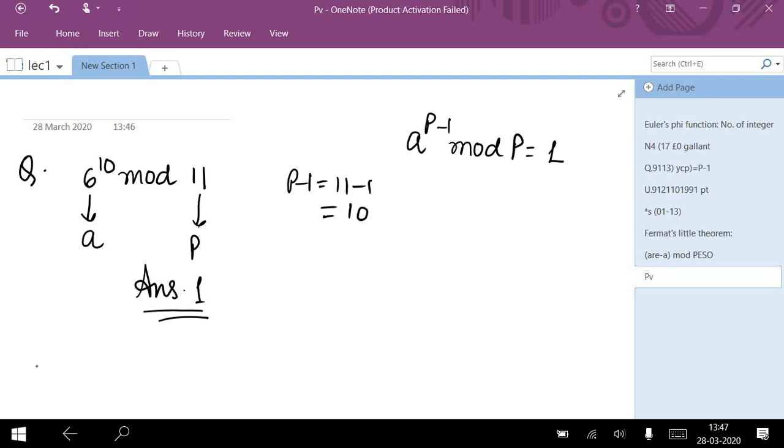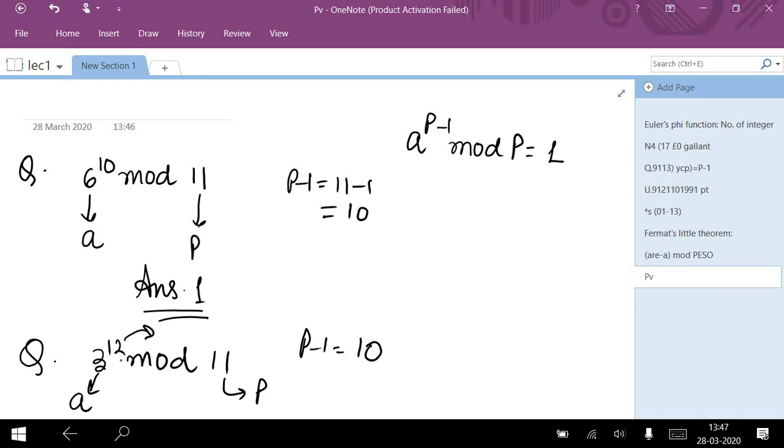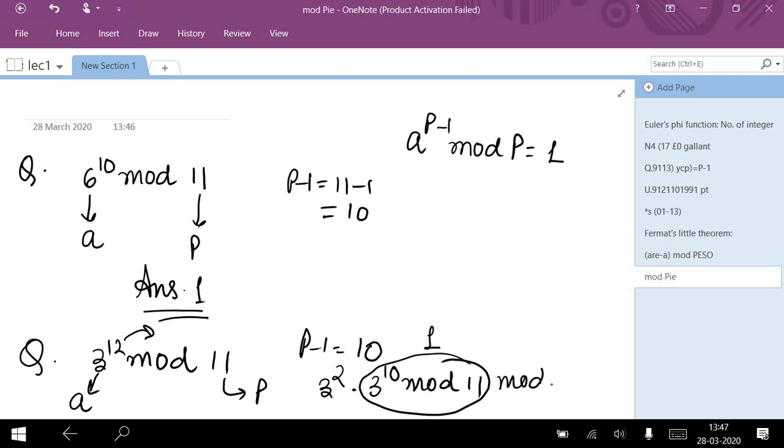Now the second question. The question says 3 to the power 12 mod 11. So in this case 3 is your a, 11 is your p, and what is the p minus 1 value? p minus 1 is 10, but here there is 12. So break out this equation simply: 3 to the power 2 and 3 to the power 10 mod 11. This term will automatically be 1, and again there is a mod 11. So what will be the last answer? That is 9 mod 11, and the answer is 9.